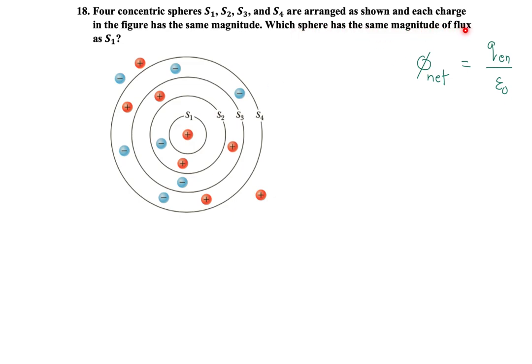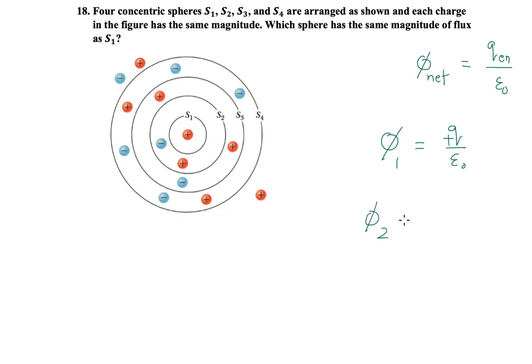Which surface has the same magnitude of flux as S1? So this is our S1, and inside S1 we can see that there is one single charge. So the flux for S1, I will write phi 1, is equal to Q over epsilon. We are just going to imagine that each charge has a magnitude of Q. So you have plus Q, one single charge inside S1, so we can write that as plus Q over epsilon.